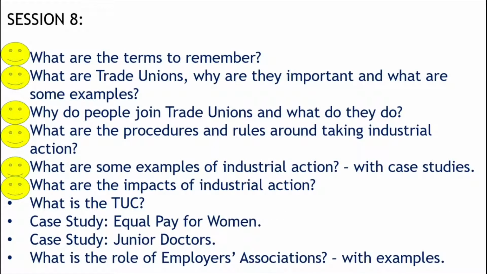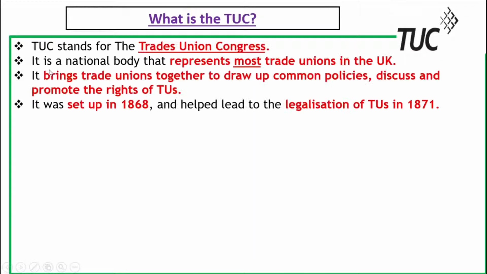We've now looked at the impacts of industrial action and we'll move on to look at what the Trade Union Congress is. The Trade Union Congress is also known as the TUC. It is a national body that represents most trade unions in the UK. The Royal College of Nursing and the British Medical Association are examples of two trade unions that are not members of the TUC. It brings trade unions together to draw up common policies and discuss and promote the rights of trade unions. It was set up in 1868 and helped lead to the legislation of TUs in 1871.